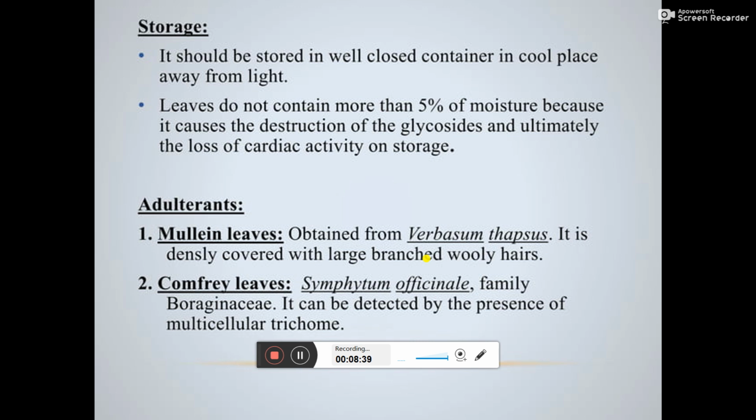Then adulterants for this drug: the mullein leaves, which are obtained from Verbascum thapsus, and it is densely covered with large branched woolly hairs. So this is the difference.